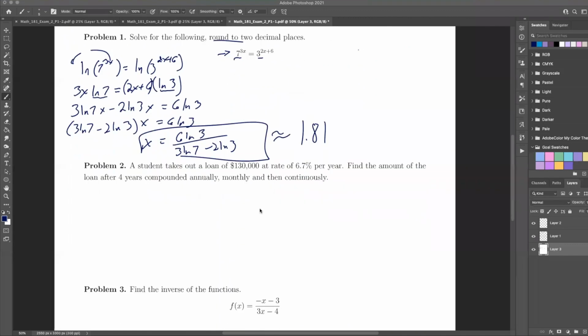All right, so let's do this. A student takes out a loan of 130,000 at an interest rate of 6.7% for a year. So we're going to do 4 years. Please be careful that you check this. Sometimes I write 4, sometimes I write 5. Be very careful. So how do we do this?